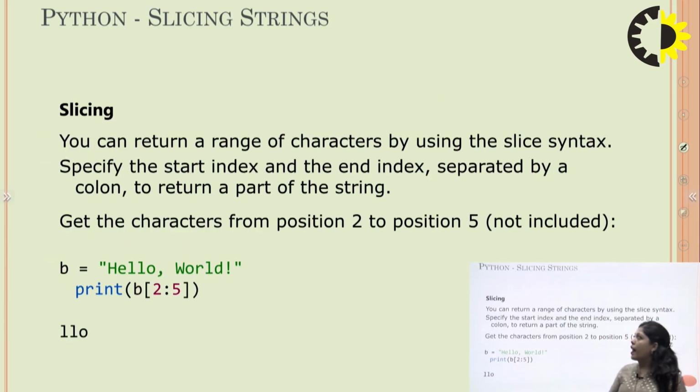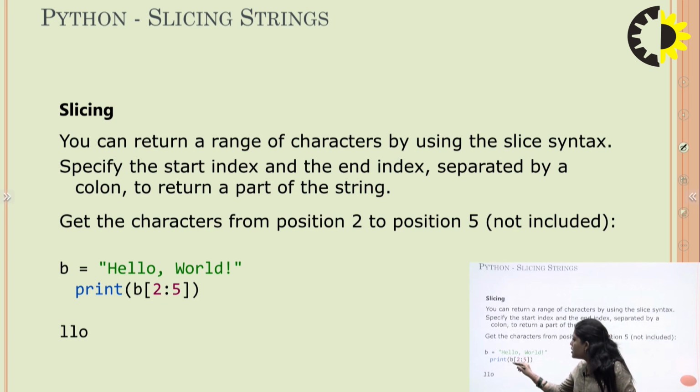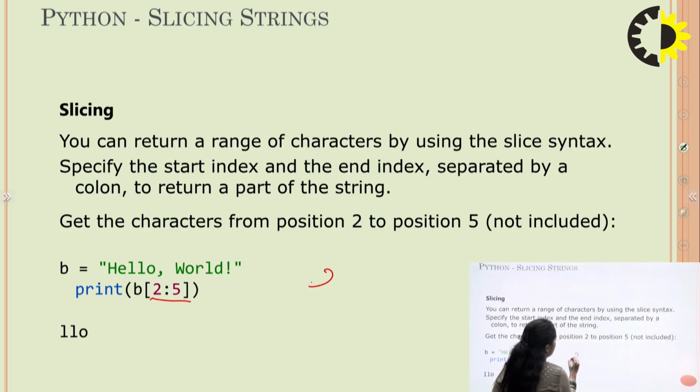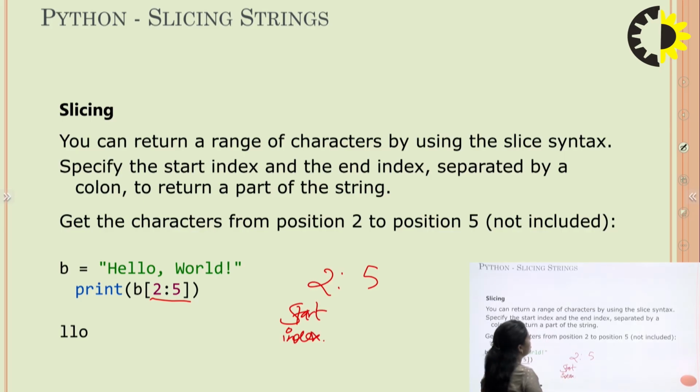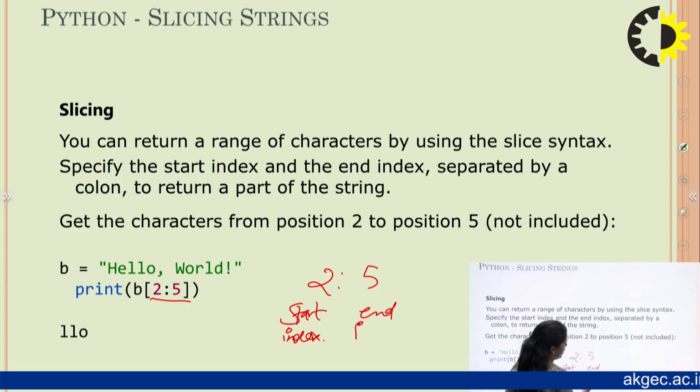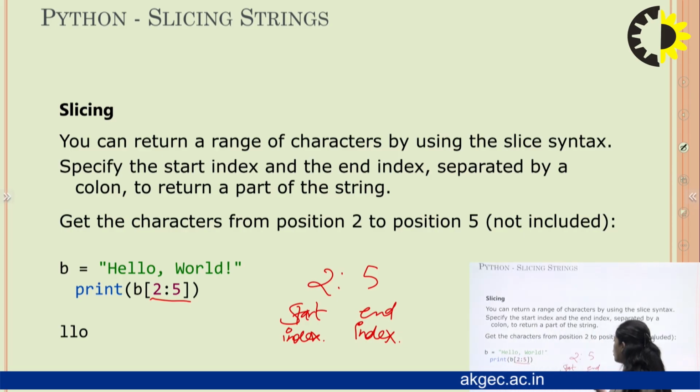Next is slicing a string. Slicing means you can return a range of characters by using slice syntax. In slice syntax, we have a start index, like 2 in 2:5, and another one is the end index, 5, separated by a colon, to return a part of the string.